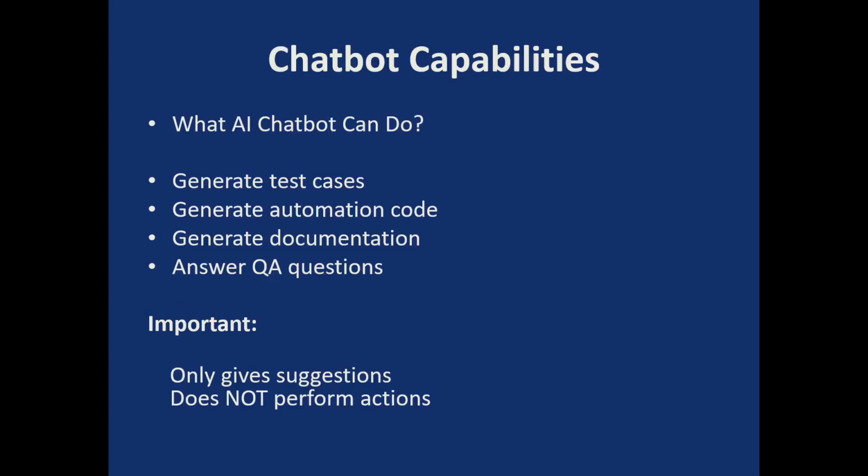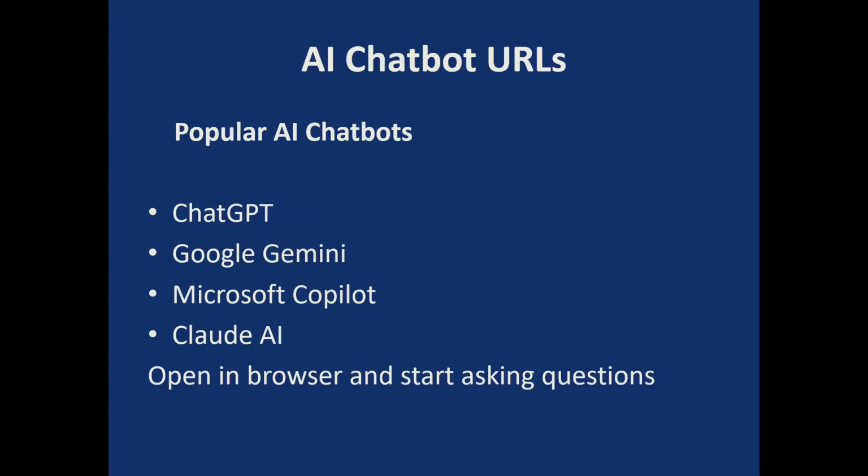So there are some capabilities of what an AI chatbot can do. Basically it can help you in generating test cases, it can generate automation code, it can generate documentation, and it can answer QA questions. So actually it gives you the suggestions, but it won't perform the actions.